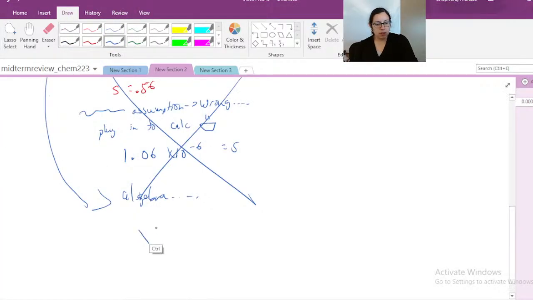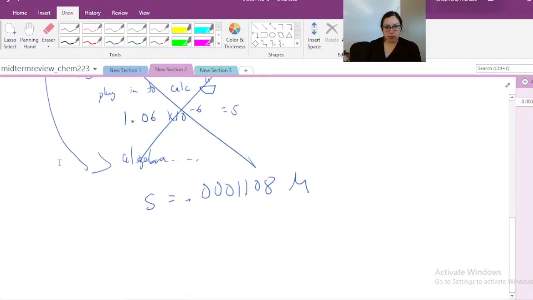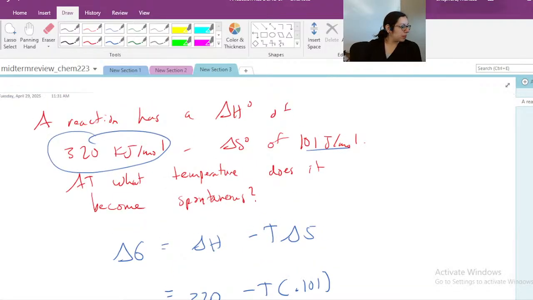So our S equals 0.0001108, but that's, again, molar solubility. And I should have mentioned that it was asking it in grams per liter, so we'd still have to multiply by the molecular weight of our compound. But again, this problem is taking too much time. All right.